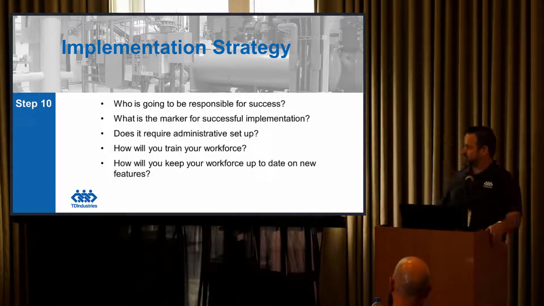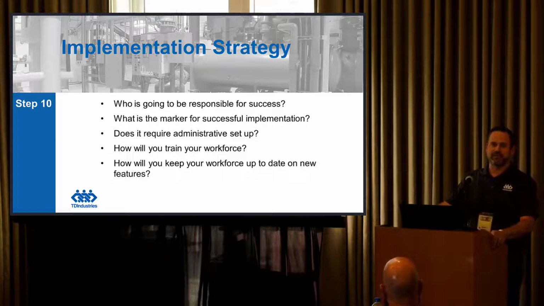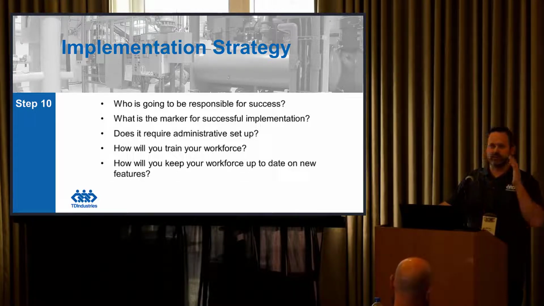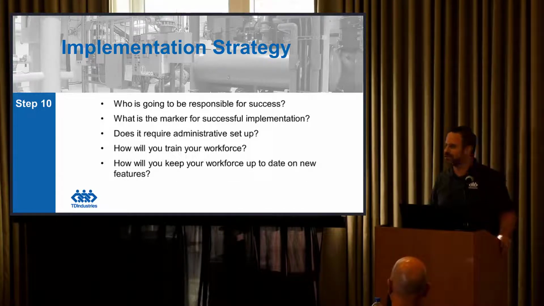Who's going to be responsible for success? Somebody within that review team needs to be earmarked as product specialist for that thing. Their job is to make sure to implement, train, and communicate with the software company, to be that person going back and forth to ensure success. What are the markers for your successful implementation? That one's a little bit difficult. What does it mean when we're successful?